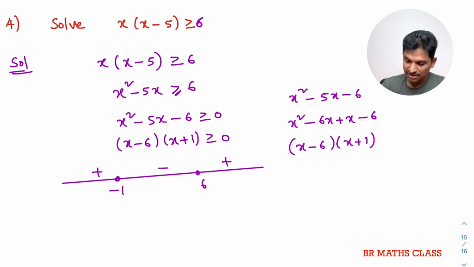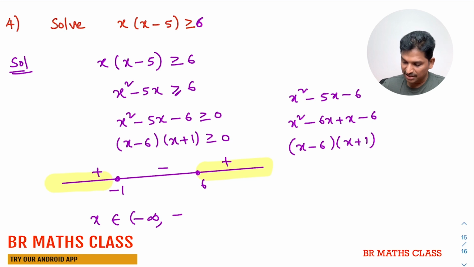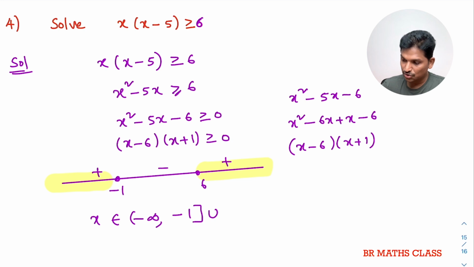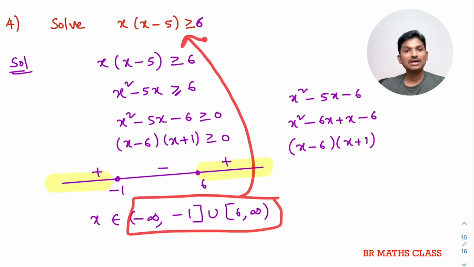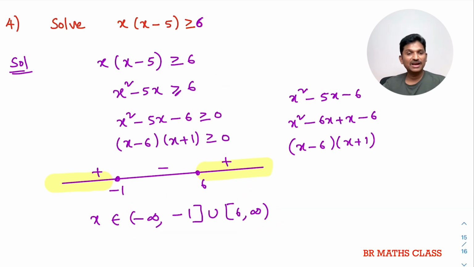That means which part? You observe here the positive sign, this zone. Here greater than or equal to is there, that means these points are also included. How will you write this answer? We will write like this: x belongs to, for infinity always an open bracket, right? As greater than or equal to is there, that's why closed interval minus infinity to minus 1 union closed interval 6 to infinity. If you take any number in this interval and substitute in this, it 100% satisfies, right? I hope you understand this first type in this wavy curve method.